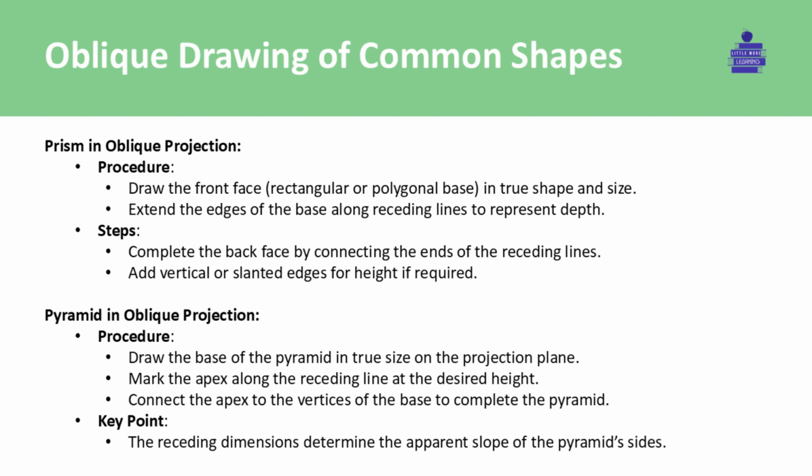For pyramids, we begin similarly with the base shape, but here's where it gets interesting. We need to establish the apex point along our receding lines. Picture holding a tent pole at different angles. The way we position this apex point dramatically affects how steep or gradual our pyramid appears. These seemingly simple shapes become powerful building blocks for more complex objects in technical drawing.